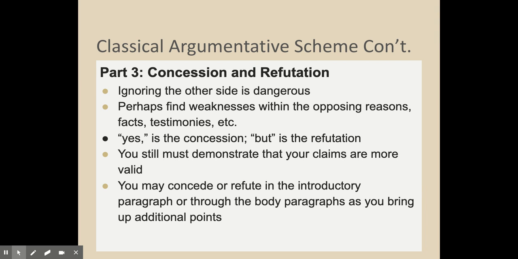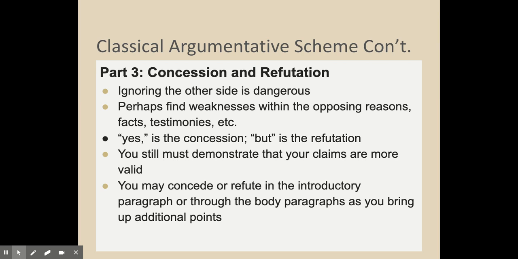Okay, then there is another part before you conclude, which is the concession and refutation section. This is where you provide the alternative argument. In these argumentative essays, the readers want to see that you understand that there are two sides to every issue and that you present the opposing viewpoint. You can find weaknesses within the opposing reasons: this is what the opposing side says, and this is why that's wrong or why they're mistaken. But you can also say that they're sometimes right.